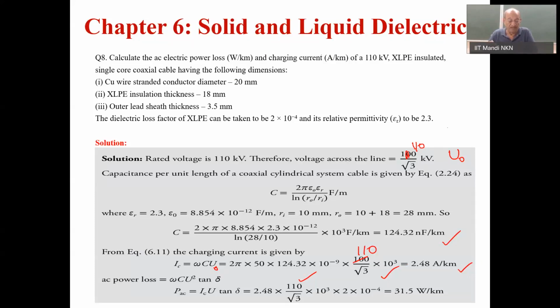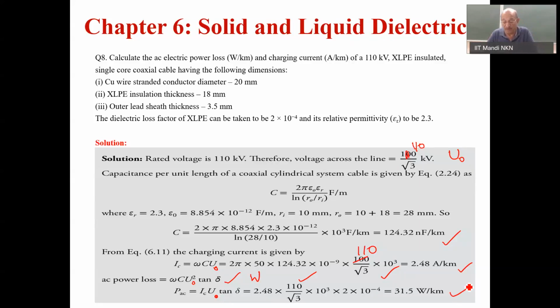And AC power loss due to the AC voltage applied is given once again. You have learned in the chapter on solid and liquid dielectrics that it is valid for all dielectrics: omega C U square tan delta. If you work it out, this will be in watt. You can take omega C U naught squared, or you can take P AC is equal to I C, the charging current, multiplied by U naught tan delta. The same thing.